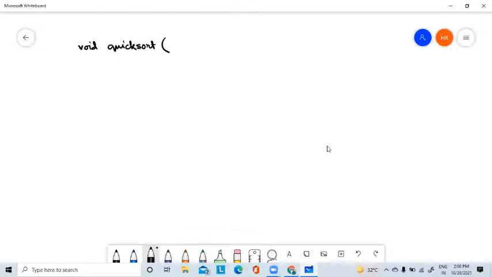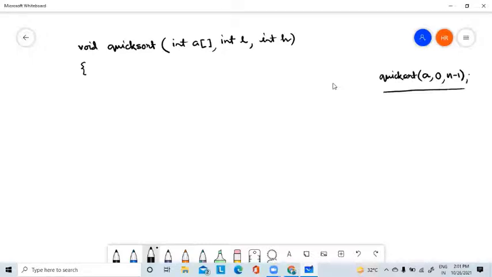What are the arguments? The first thing is the array you have to pass. Two other things you have to pass, the lowest index value and the highest index value. So when you call the quick sort function, it will be called like this: quick sort, then the array name, lowest index value 0, highest index value n minus 1. So this will be the call of the quick sort function. Okay. Now see what I will do in this quick sort.